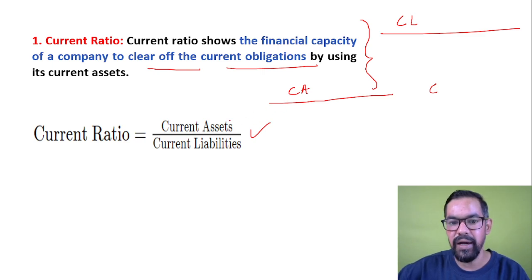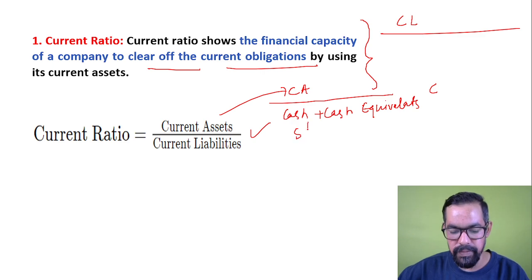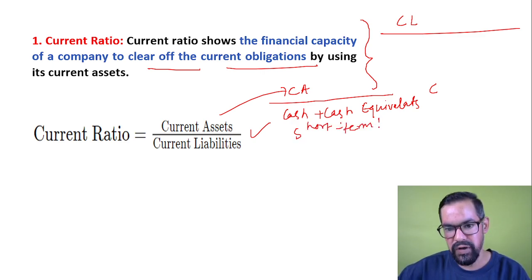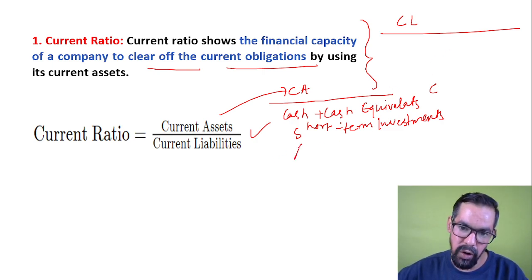Current assets generally include cash plus cash equivalents, short term investments, or account receivables.